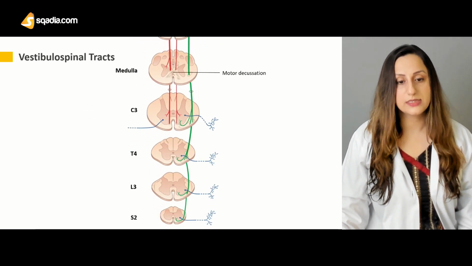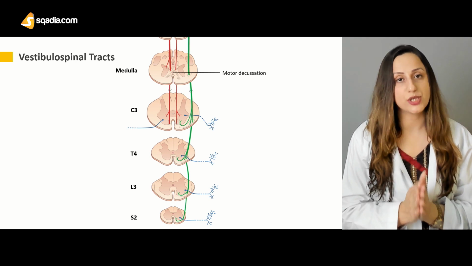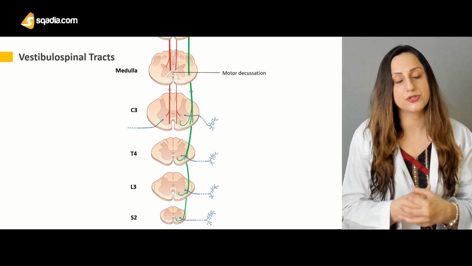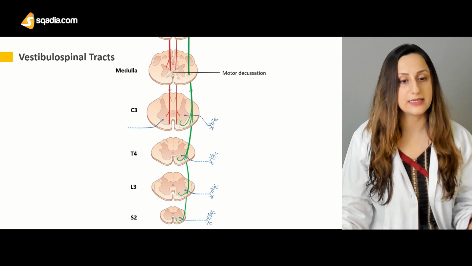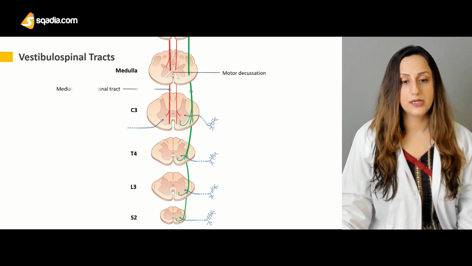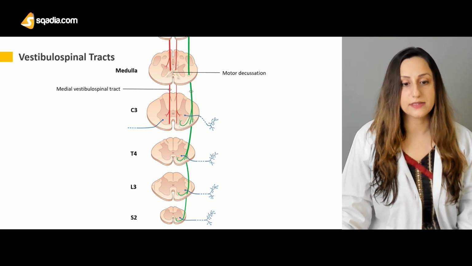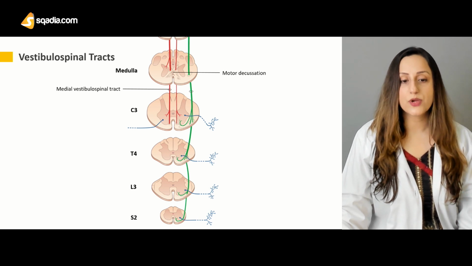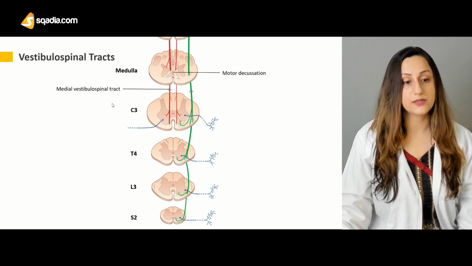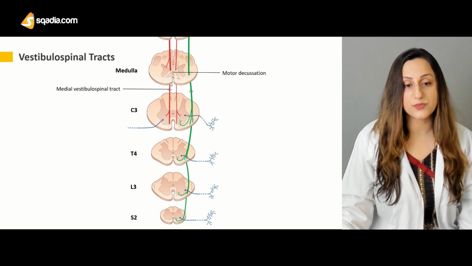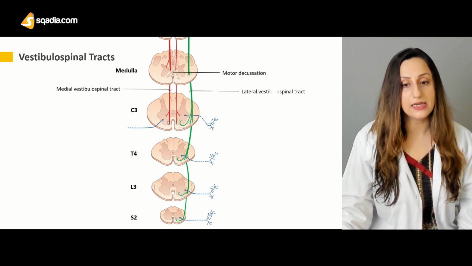Now moving on, this is the motor decussation that is going to take place. So some of the fibers are going to decussate and cross over to the opposite side at this level of the medulla before entering the cervical spine. After this decussation has taken place, we'll have the medial vestibulospinal tract, which is present medially, and we'll have the lateral vestibulospinal tract.